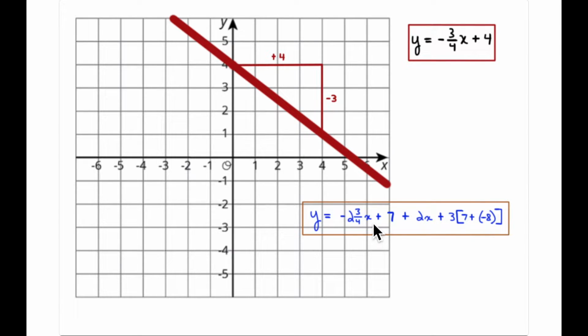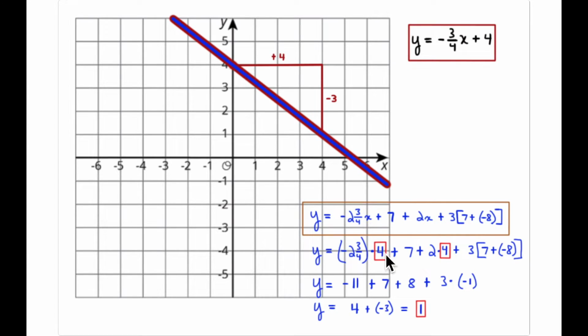If I choose a value for x, I'm going to choose 4 right here, I should get an answer of 1, because the point (4, 1) is on this line. So if I replace x with 4 and work through the arithmetic, 4 times the -2 3/4 is -11, plus the 7, plus 2 times 4 is 8, plus 3 times -1. 7 plus -8 is -1. Continue to work through this. You get a -11. This is positive 15 here, so that equals 4. And this equals -3. 4 plus -3 is equal to 1.